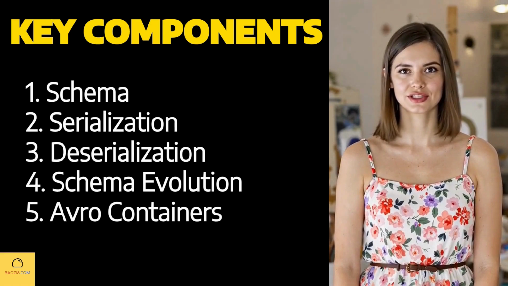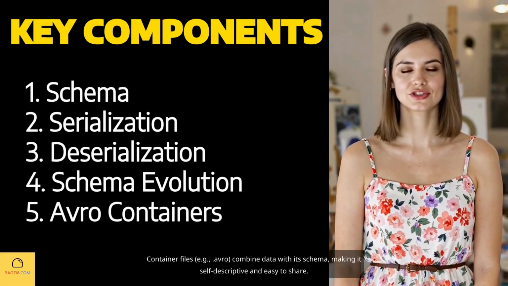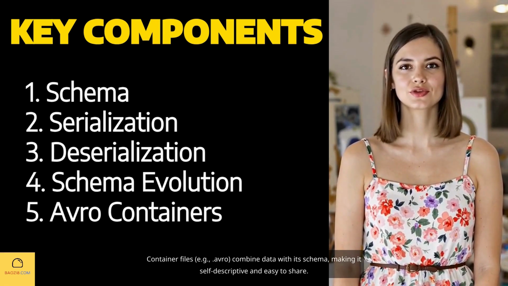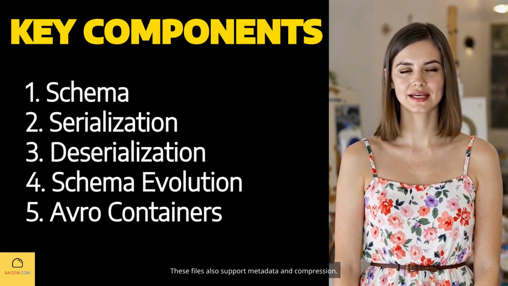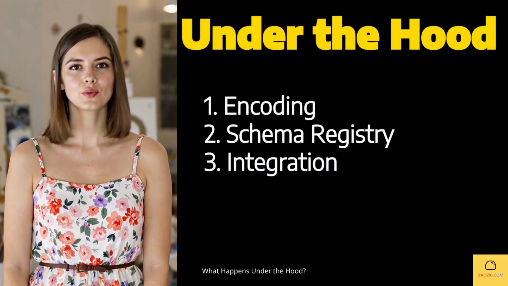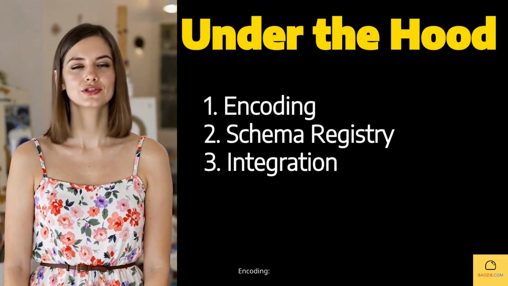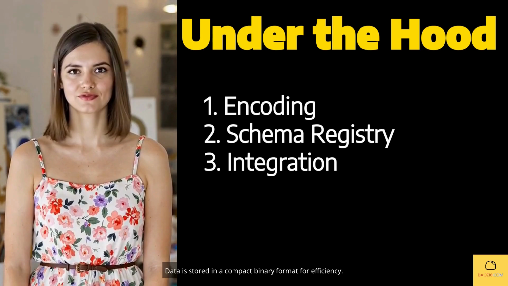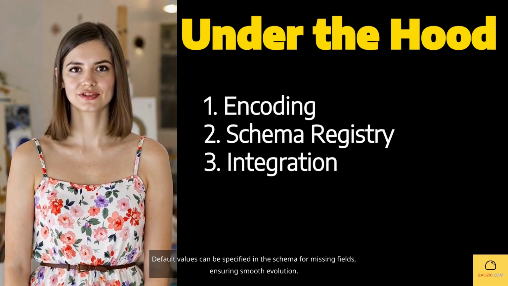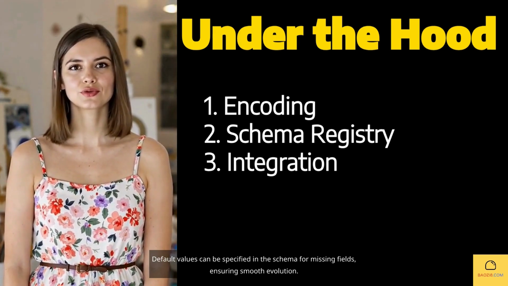5. AVRO containers. Container files, e.g., .avro, combine data with its schema, making it self-descriptive and easy to share. These files also support metadata and compression. What happens under the hood? 1. Encoding. Data is stored in a compact binary format for efficiency. Default values can be specified in the schema for missing fields, ensuring smooth evolution.